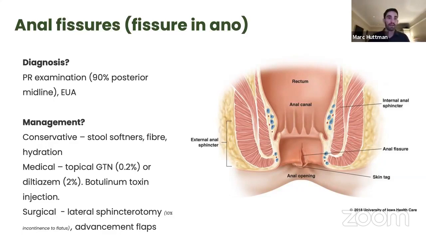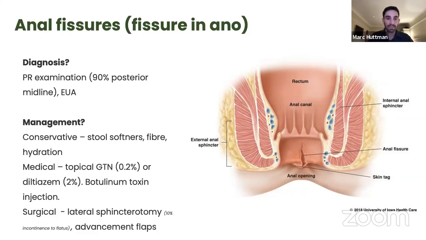Quite interestingly, the fissures, 90% of the time, happen in the posterior midline, i.e. the 6 o'clock position. I don't know why, but that's true. Management, conservative: stool softeners, fiber, hydration, same as the other things. That should make sense to you by now. If you're passing a large poo and it's stretching everything out, then make sure it's softer and make it easier to happen.